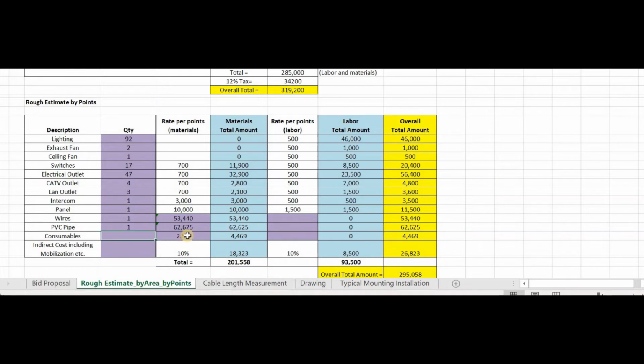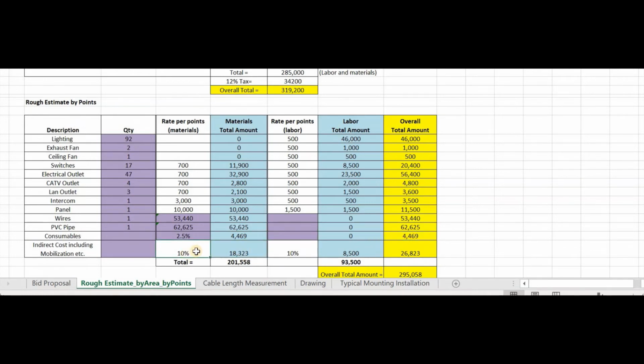For the consumables, I added 2.5%. 2.5% of the total material cost, that is my consumables. If you want, you can make it 3% or 5%, it's up to you. Again, there is no labor cost here for the consumables.